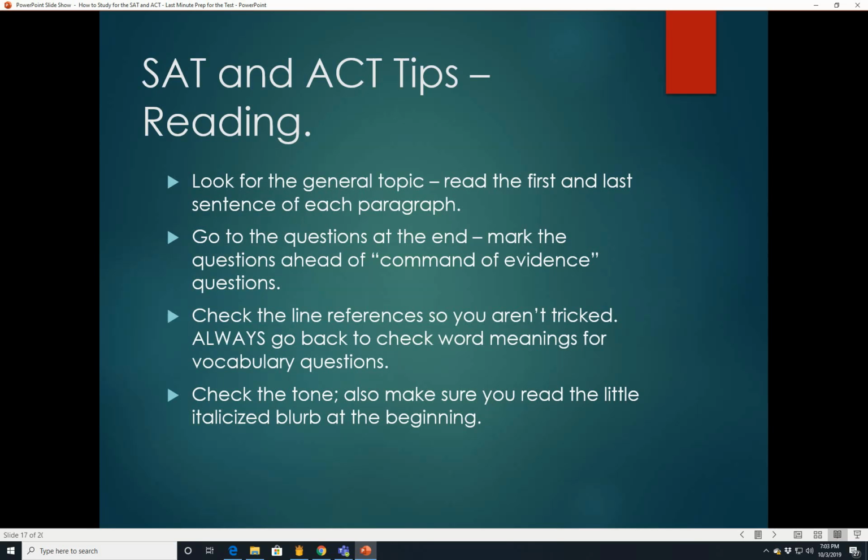You want to also just see, is it positive, is it negative? Who do you think would be most receptive to the argument the author is making, etc.? What do you think the author wants you to get across?